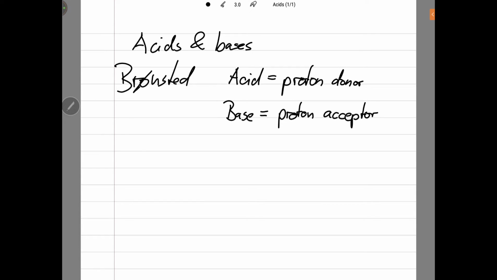And this then has been a little bit refined later on by Lewis. Lewis said an acid is an electron pair acceptor. A base is an electron pair donor. But that's not so much of relevance in a biological context. The Brønsted definition is probably the one that you really need to understand what this is all about.